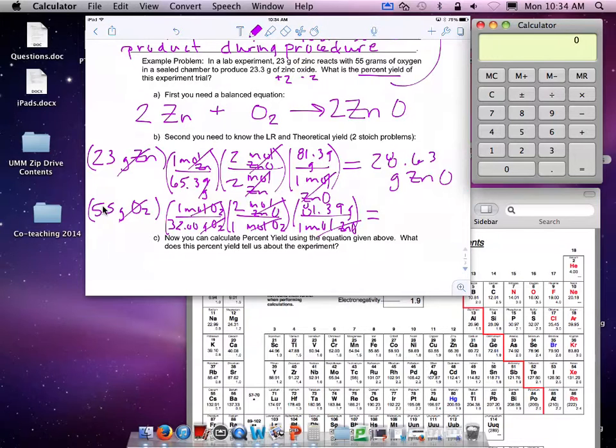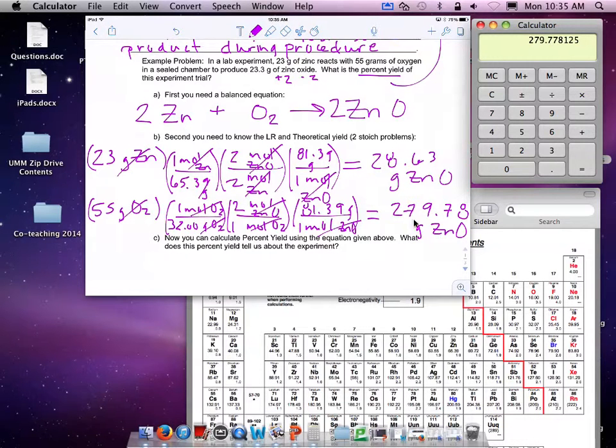So let's clear this out, multiply everything on the top, divide everything on the bottom. So 55 times 1 times 2 times 81.39, and then divide on the bottom. Divided by 32, divided by 1, divided by 1, ends up with this. 279.78. And this would be grams of zinc oxide.